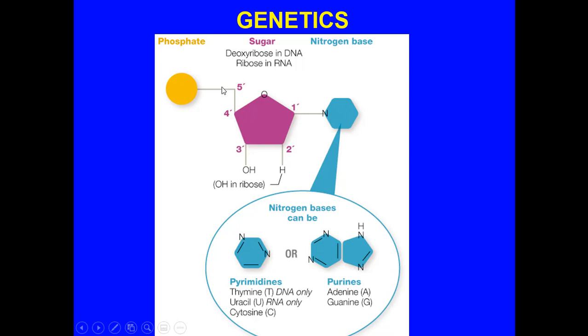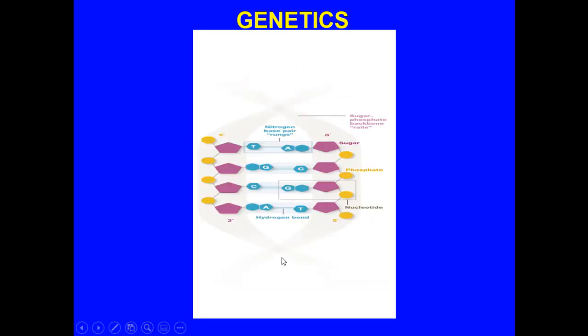Here is our designation. This is a phosphate group. Here is the sugar. Now, if you notice right over here at the 2' carbon, if it's ribose, it would be an OH group, a hydroxyl group. If it's deoxyribose, then there would be just a hydrogen. Then we have the nitrogen bases here, and you can see the designation of the purines versus the pyrimidines.